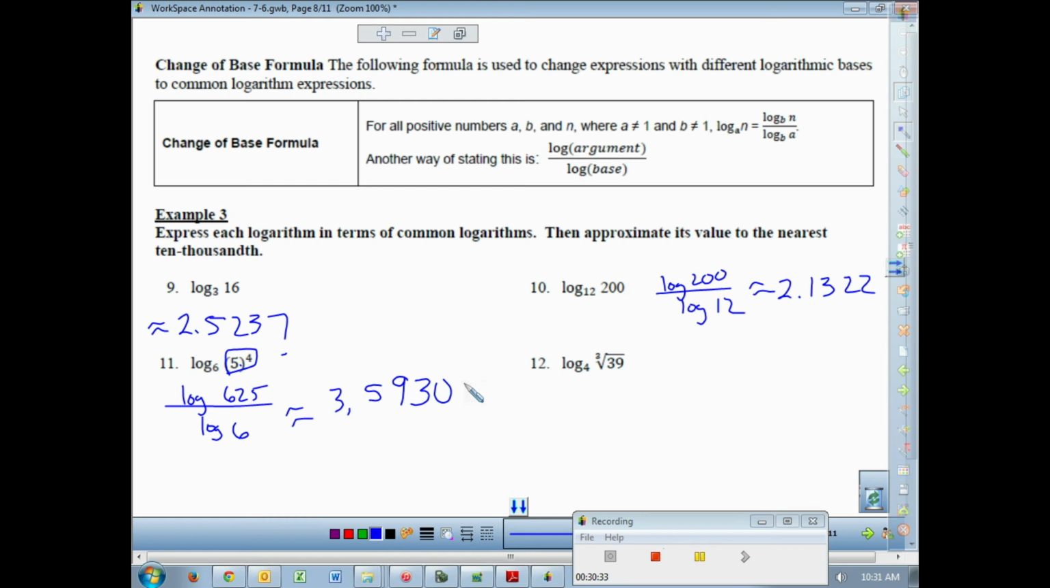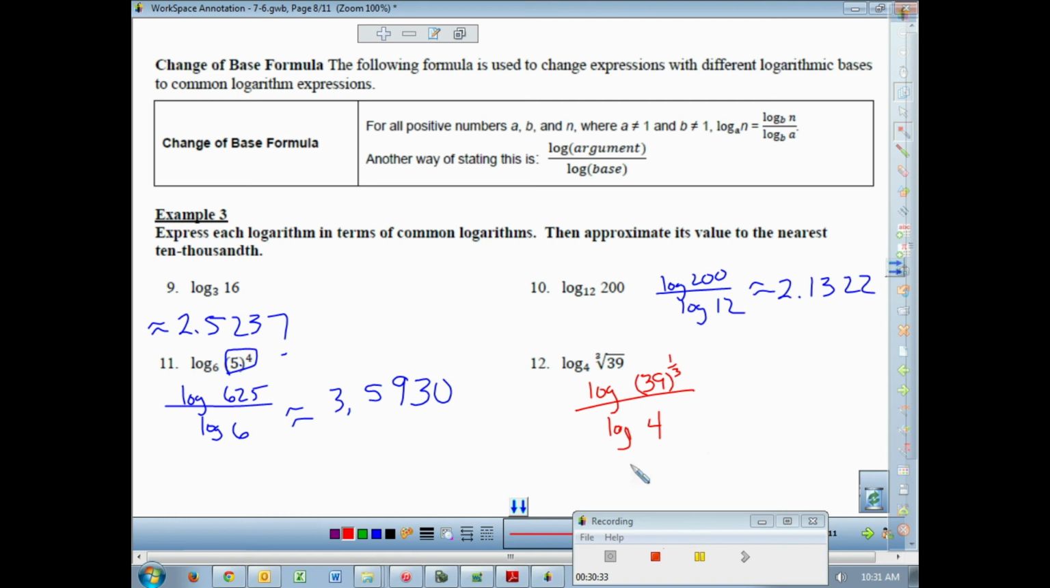And then the next one. Log of the argument. I'm going to write it as 39 to the 1/3 over log of the base, log 4. Cool? If you are a person who really wants to put that in front, you can. You just got to type it in correctly. I'm not going to put it in front. I'm just going to type what I see.